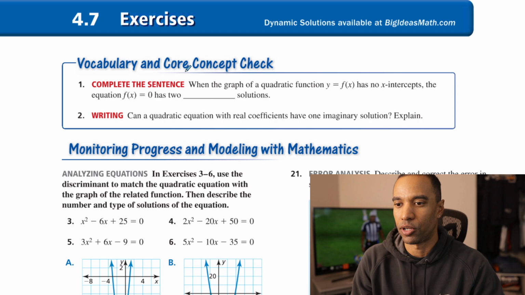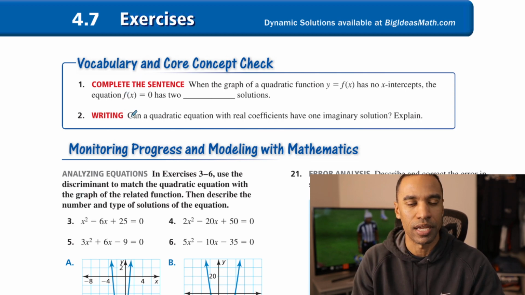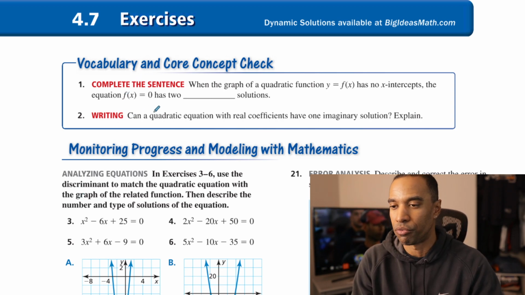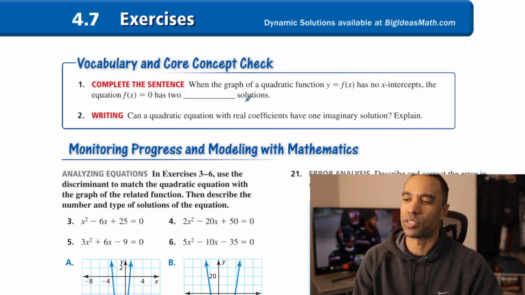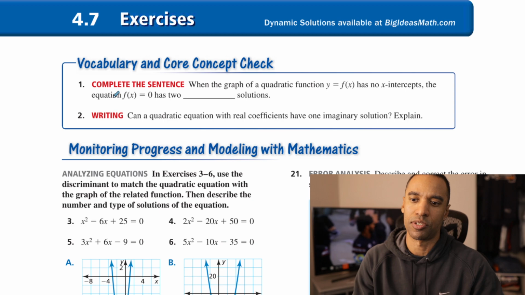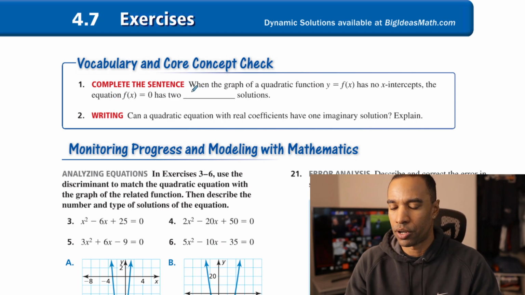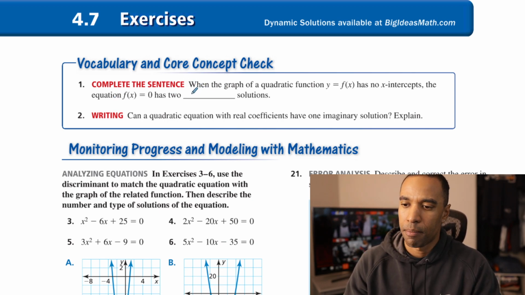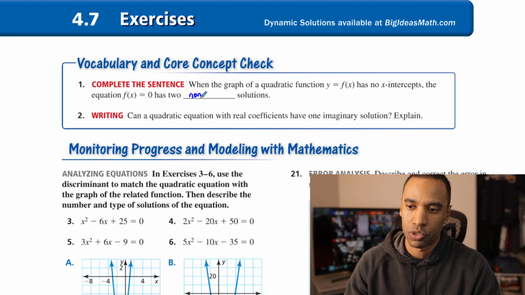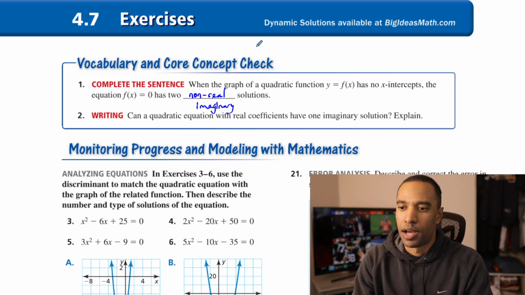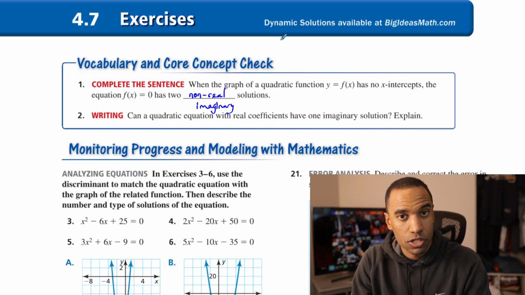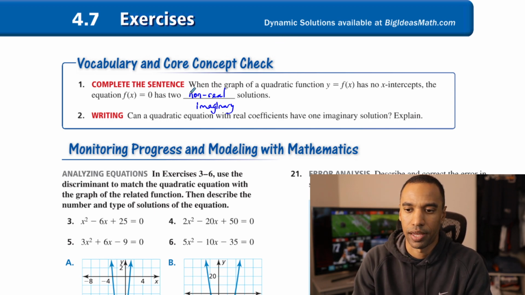Let's look at the vocab and core concept check questions, and then we'll go into the main problems 3 through 41. Let's complete the sentence here. When a graph of a quadratic function y equals f of x has no x-intercepts, the equation f of x equals 0 has 2 imaginary or non-real solutions. Non-real or imaginary solutions. It never crosses the x-axis, so it doesn't have real solutions with that.